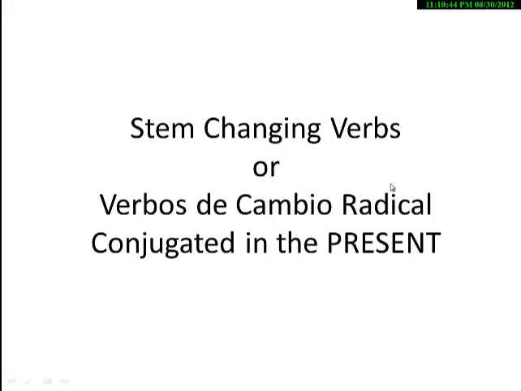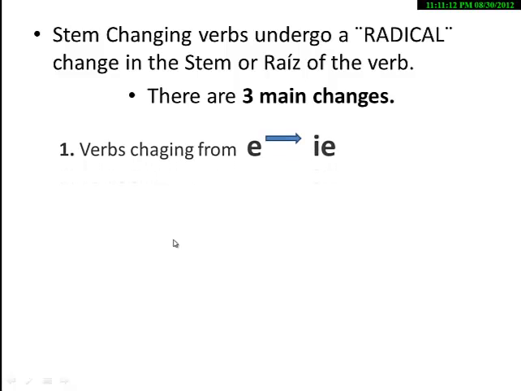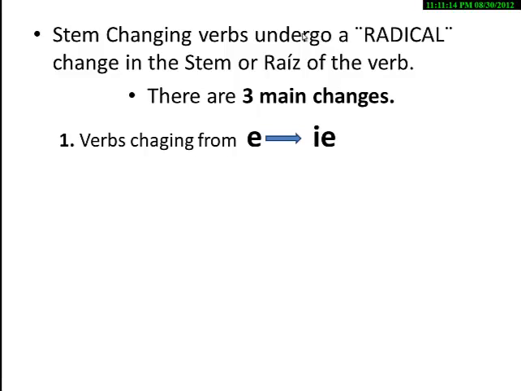So let's just focus on stem changing verbs that are conjugated in the present. Stem changing verbs undergo what is called a radical change in the stem, or raíz, of the verb. We have three main changes, and today we're going to look at just one of them. Change number 1 is the verbs changing from E to IE.